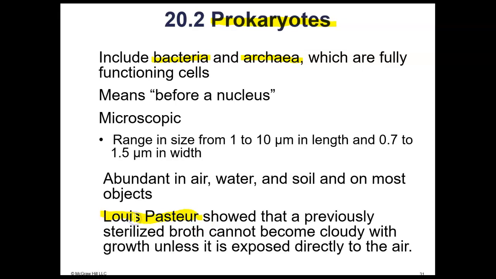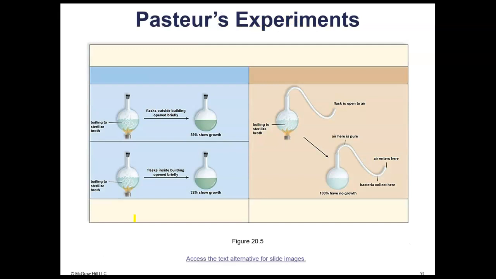using a method called pasteurization. And his experiment basically looks like this. He showed that if you have a flask and you stopper it and you boil it, open it briefly and then close it back, 89% of those flasks will show growth of bacteria. And you can tell that there's growth in there because it will become cloudy. And that's what happens when bacteria grows inside of a broth, like a nutrient broth, kind of like chicken broth.